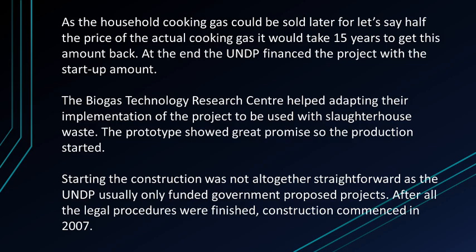Now, the Biogas Technology Research Centre helped to adapt their implementation of the project to be used with slaughterhouse waste. The prototype showed great promise, so the production started. Starting the construction was not altogether straightforward, as the UNDP usually only funded government-proposed projects, which is why, as previously stated, they had problems getting funding in the first place. So, after all the legal procedures were finished, construction commenced in 2007.